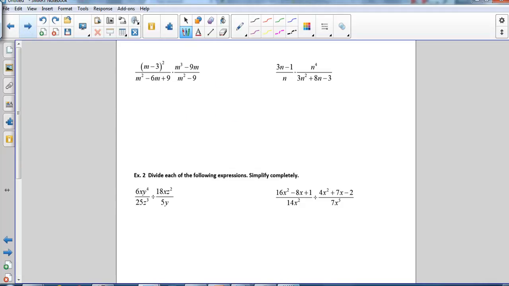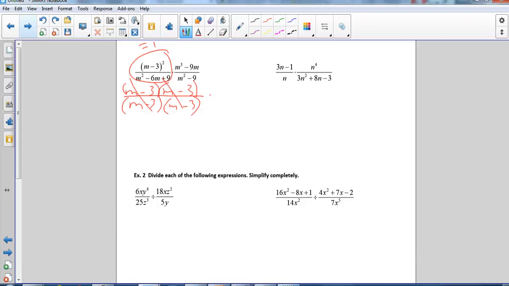Okay, next one. Just going to have some fun writing this out and canceling. And a little factoring to boot. Okay, m minus 3 squared really means m minus 3 times m minus 3. So I'm going to write it out so I remember that there's 2 of them. On the bottom, m squared minus 6m plus 9. Guess what? It is literally m minus 3, m minus 3. So that whole left fraction is really just 1. This whole thing right here is equal to 1.